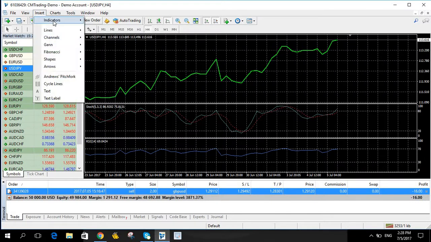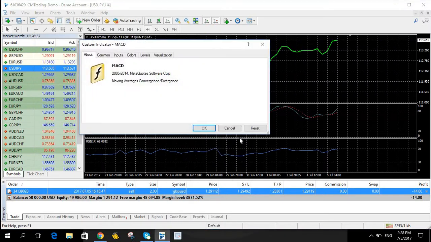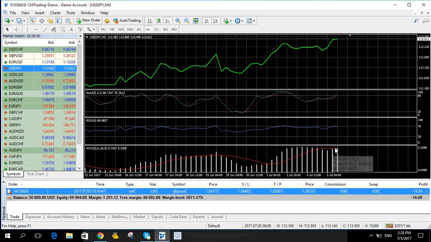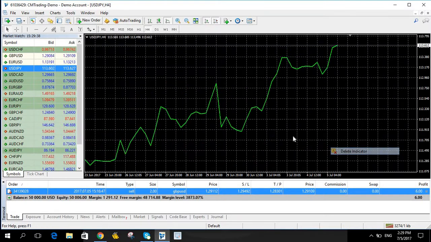All right, let's insert the MACD. Like I said, always use MACD from the custom indicators so that the signal line can show. So here you can see that the bars have moved down, now they're moving up. The bars are actually above the zero zone. So it's clear that the USD JPY is on a buy trend. It's an upward trend. Okay, so it's important that you analyze all these indicators before placing the trade.